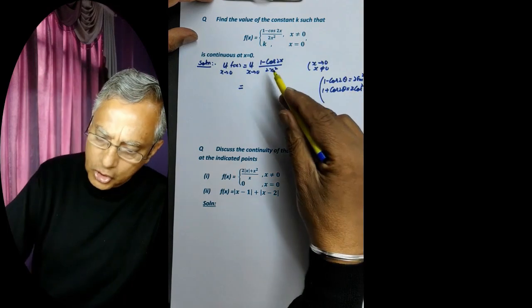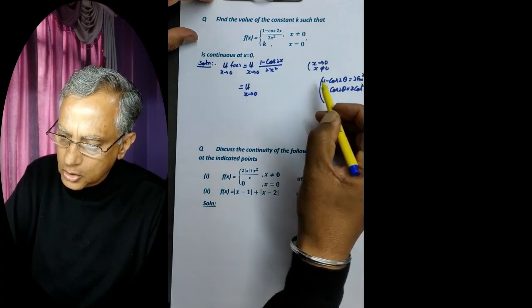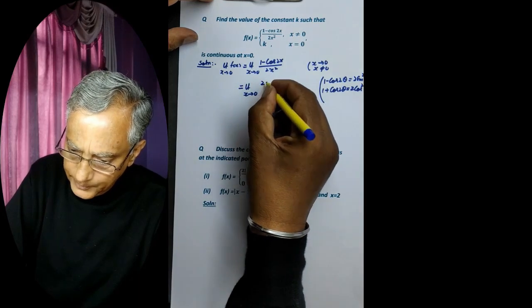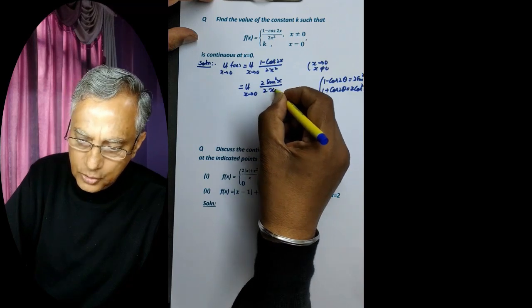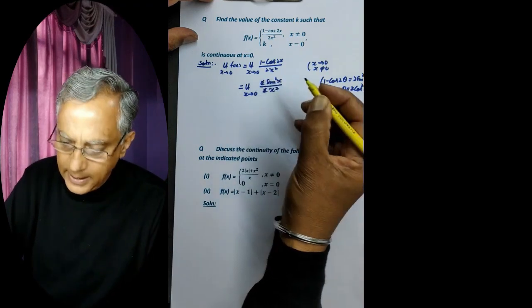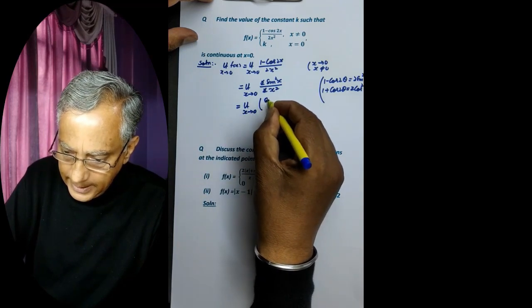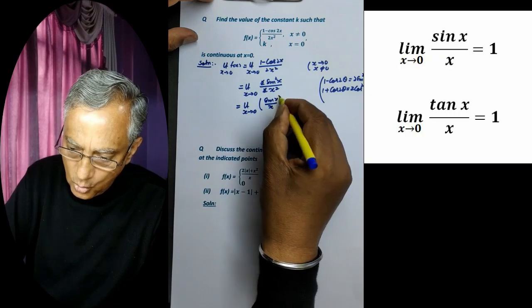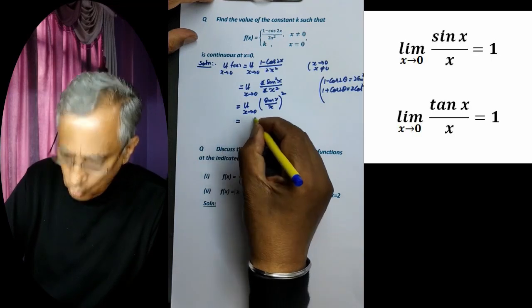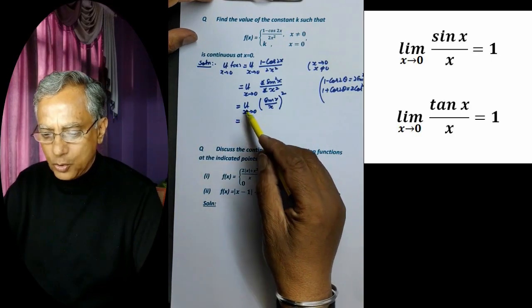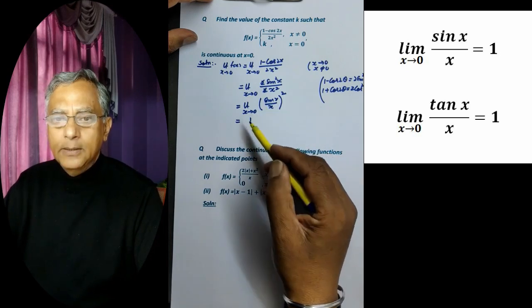So 1 minus cos 2x can be written as 2 sin square x, and denominator is 2x square. So this cancels and we have limit x approaches 0, (sin x by x) whole square, and this is equal to 1, because limit x approaches 0, sin x over x is 1. So this limit is 1.